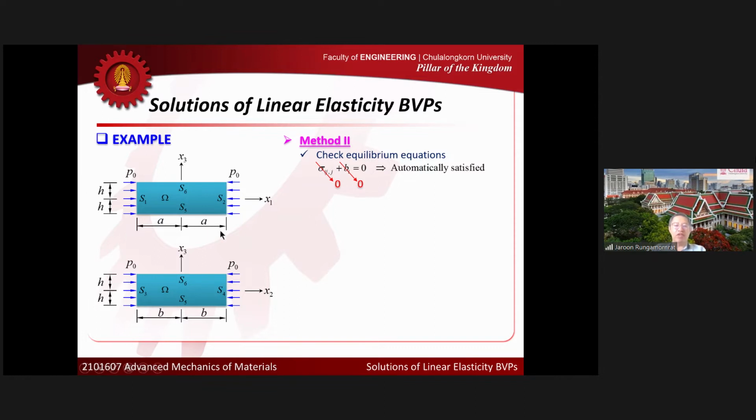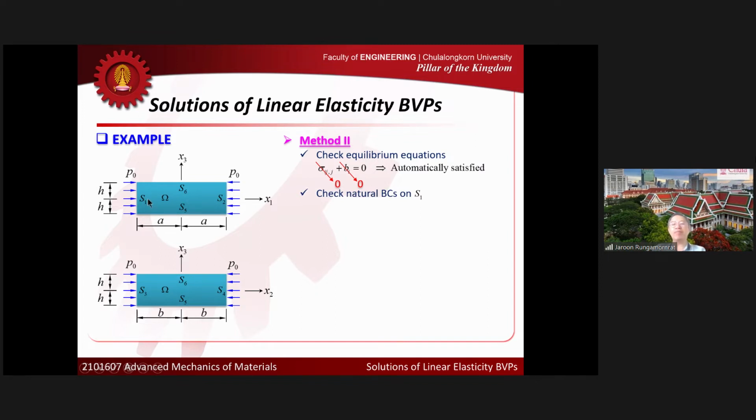So we don't specify any displacement at any point on the boundary. We know only the traction condition at every point on the boundary. So to check the boundary condition, we simply use the stress that we got before, right? Because the displacement is not known on the boundary. Now to check the boundary condition, we start by checking on the surface S1, S2, and so on.